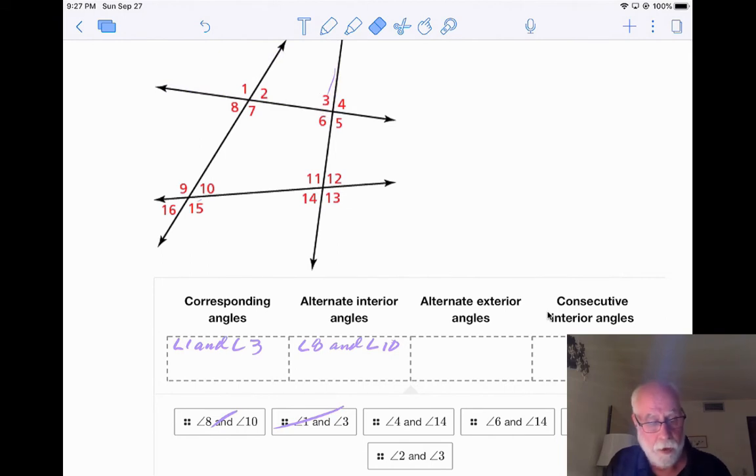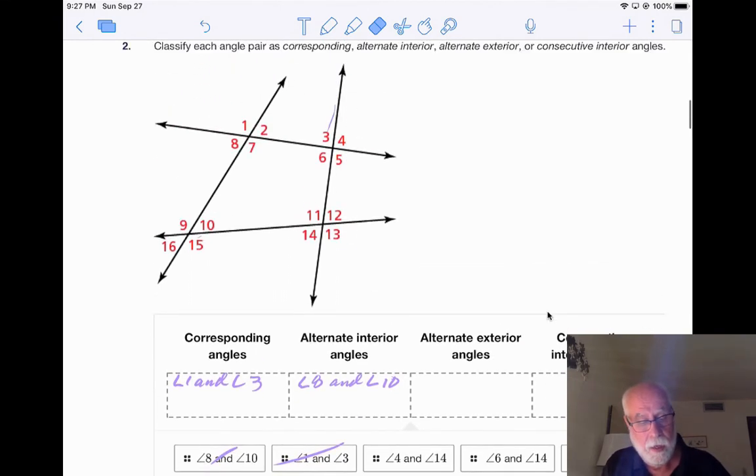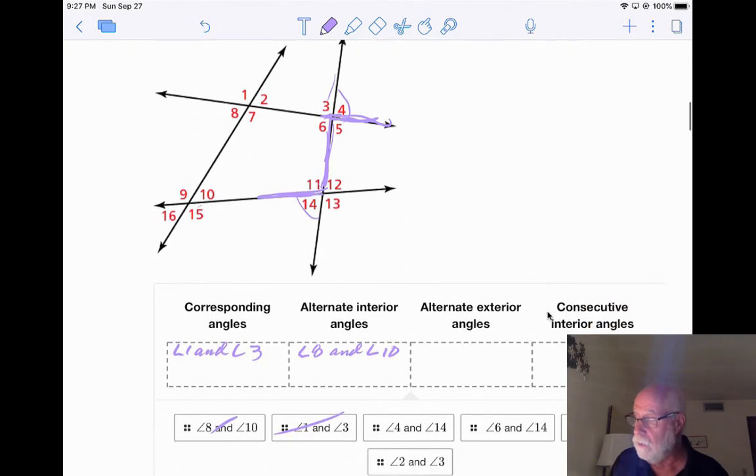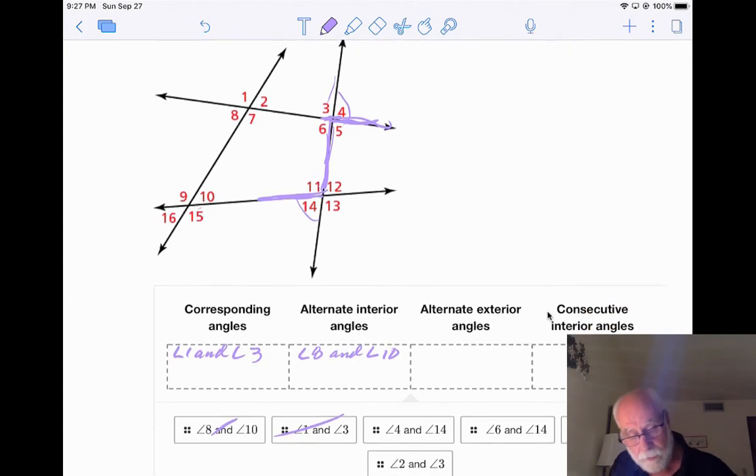Let's see, angle 4 and 14. So here's angle 4. Here's angle 14. To me, that looks like we have a Z pattern there. And they're on the outside, so they are alternate exterior angles.